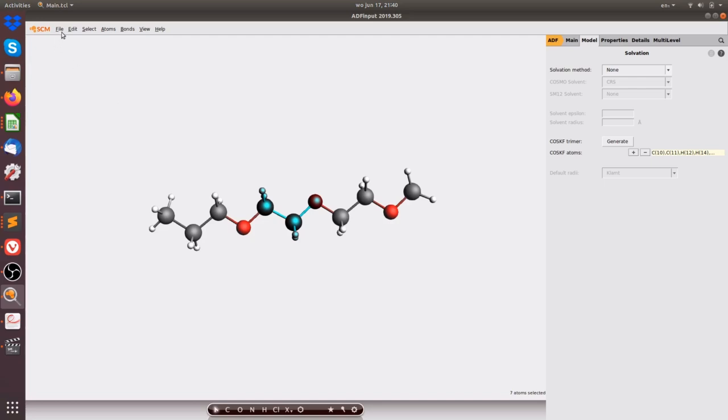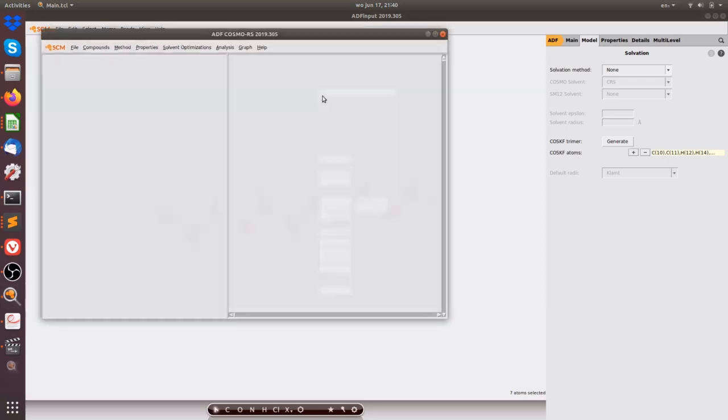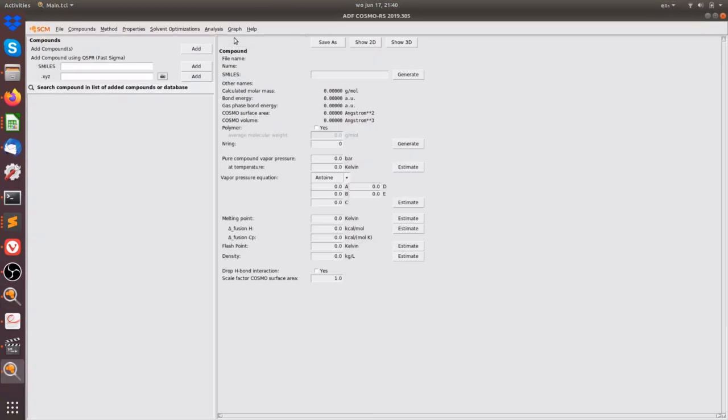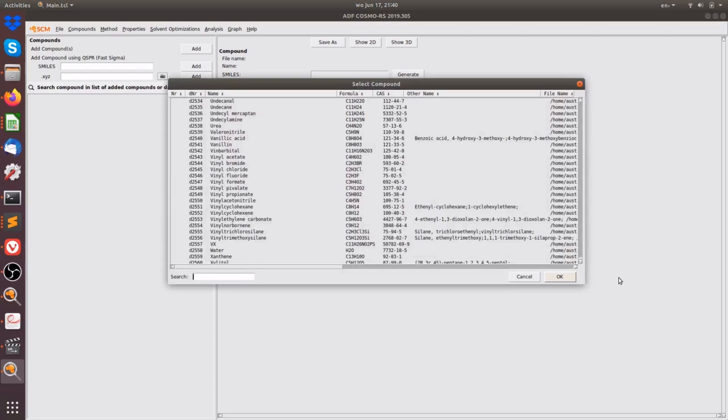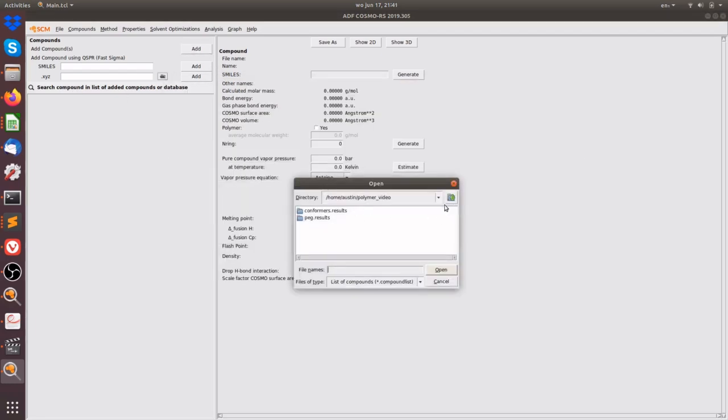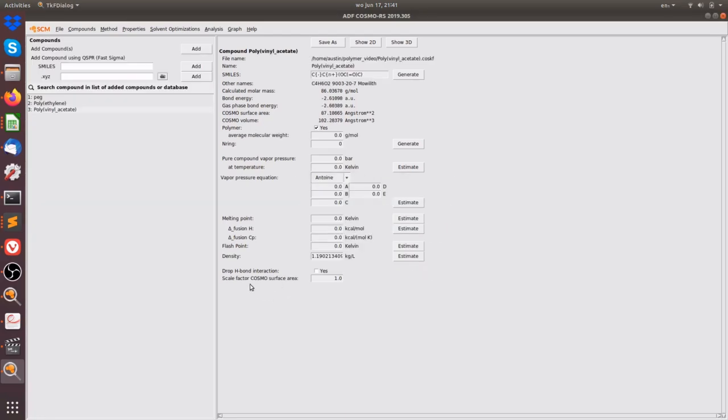So I have already run this calculation, and to save everyone the trouble of waiting for it, let's just open it up. So here's the COSMO-RS window. What we do here is just go to add compound, and I'm going to add these three polymer compounds. These are the ones that we'll use for this video. PEG is the one we calculated, and these two are compounds from the polymer database. So we'll just hit open, and you see they're right there and available for us to use now.